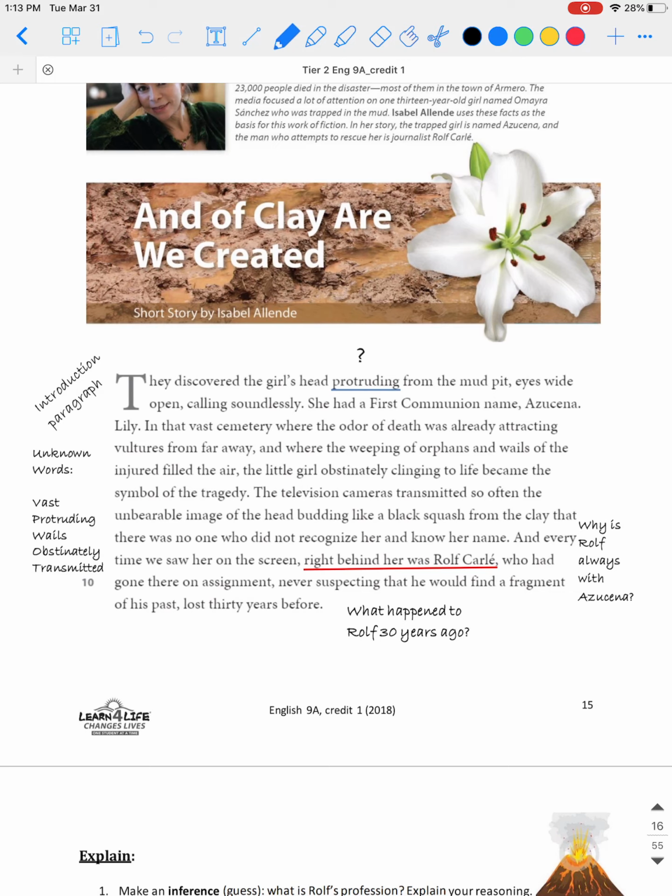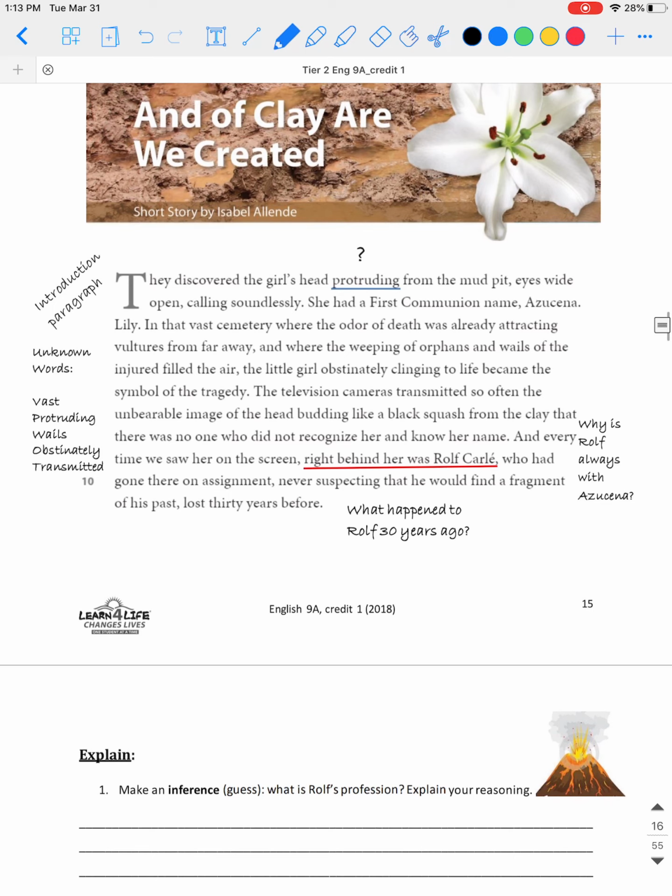They discovered the girl's head protruding from the mud pit, eyes wide open, calling soundlessly. She had a first communion name, Azucena Lily. In the vast cemetery where the odor of death was already attracting vultures from far away, and where the weeping of orphans and wails of injured filled the air, a little girl obstinately clinging to life became the symbol of the tragedy. The television cameras transmitted so often the unbearable images of the head budding like a black squash from the clay that there was no one who did not recognize her and know her name. And every time we saw her on the screen, right behind her was Rolf Karl, who had gone there on assignment, never suspecting that he would find a fragment of his past lost 30 years before.